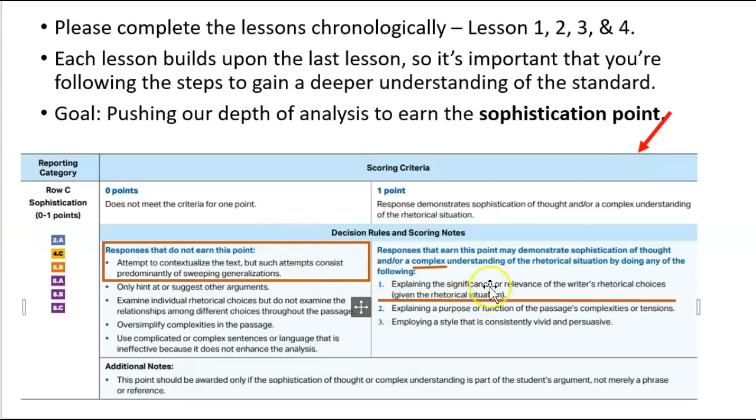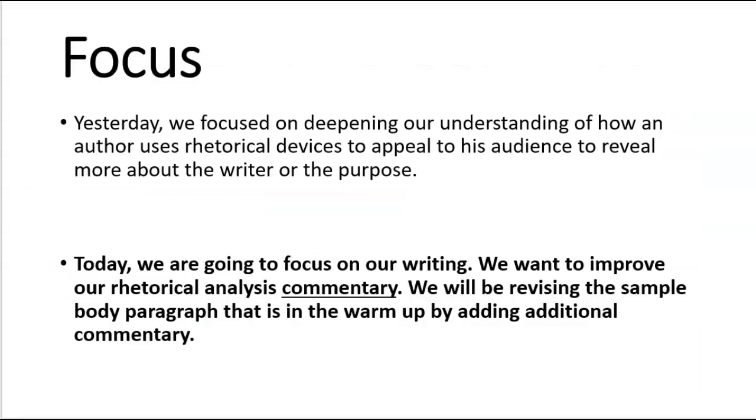Just a quick reminder, the sophistication point is row C of the rhetorical analysis rubric. And so we're really trying to get away from these sweeping generalizations and instead focus on a complex understanding of the rhetorical situation by explaining the significance or relevance of the writer's rhetorical choices given the rhetorical situation. So we're trying to earn this sophistication point in our writing, and these lessons are almost step-by-step guides to earning that point. So as you're doing this, you're welcome to take it further and try writing a body paragraph or try writing the essay, but at this time we are not doing that just this second.